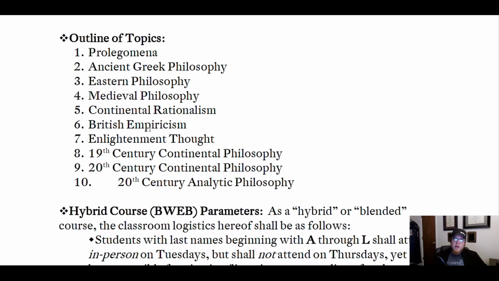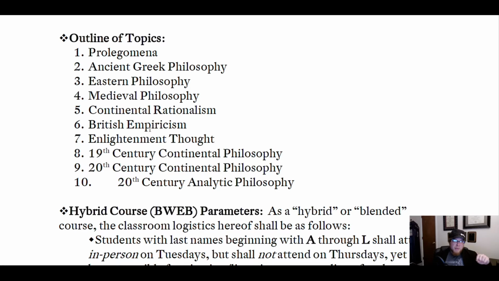We'll start off with some prolegomena. That's introductory stuff about what philosophy is. We'll go on to some ancient Greek philosophy. Then we'll go into Eastern philosophy. That's where the Burns book will come in handy. After Eastern philosophy, we'll go into medieval philosophy. If I zoom into that, that's where we'll really be looking at a lot of Jewish philosophy, Islamic philosophy, and explicitly Christian philosophy as well.